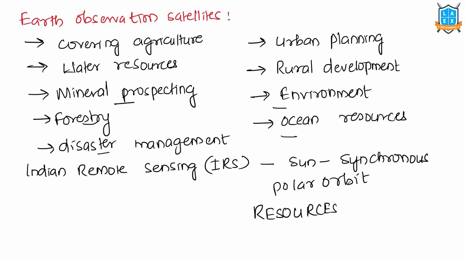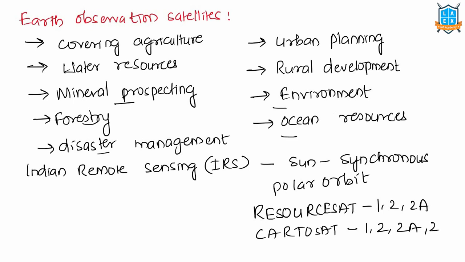Satellites in this sun synchronous orbit start with Resourcesat 1 and 2, 2A. Next one is Cartosat. Cartosat also has a series of satellites: Cartosat 1, Cartosat 2, Cartosat 2A, and Cartosat 2B. Next comes Risat 1 and 2. Next comes Oceansat, Oceansat 2.